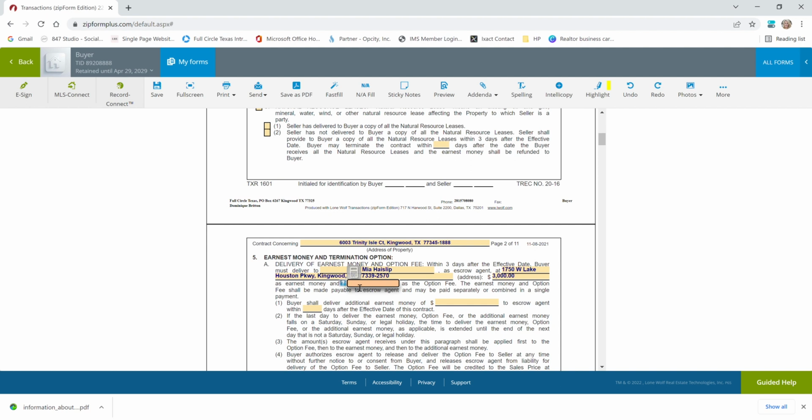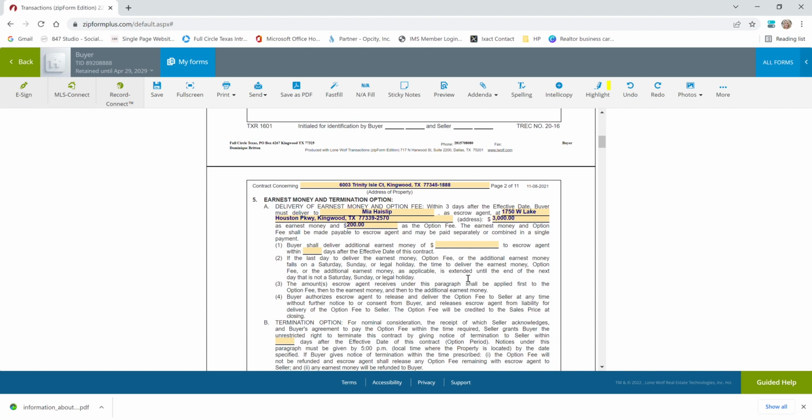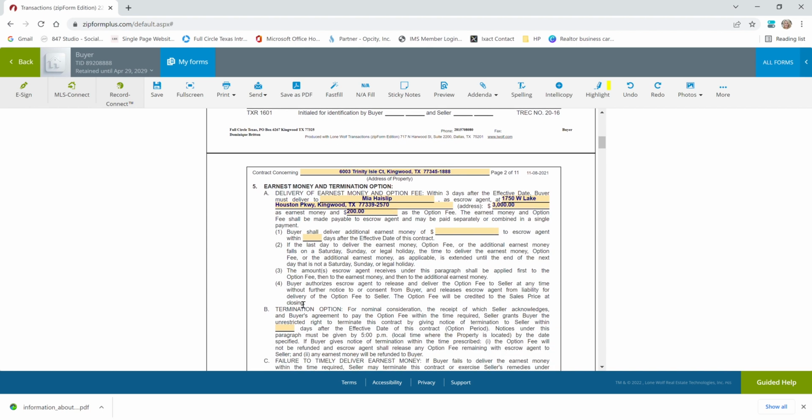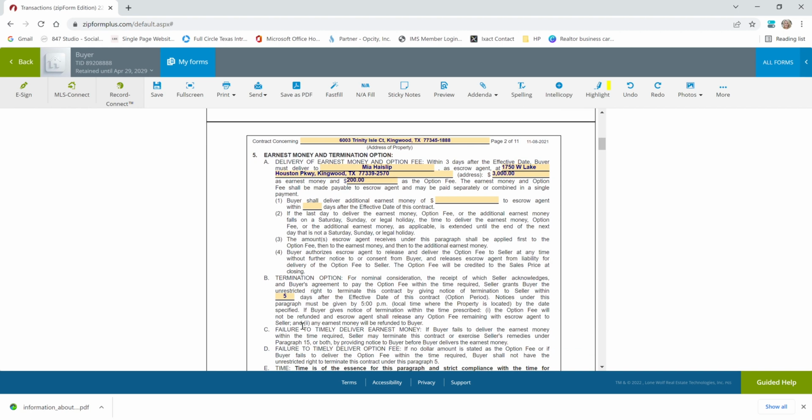So right here, let's say our clients are going to give $200 for a 7-day option fee. This second line on 1A is just if they are giving additional earnest money. You don't see that very often. On box 5B, the termination option, I'm going to put 5 days. So $200 for 5 days, meaning that our clients can terminate this contract anytime within those 5 days.